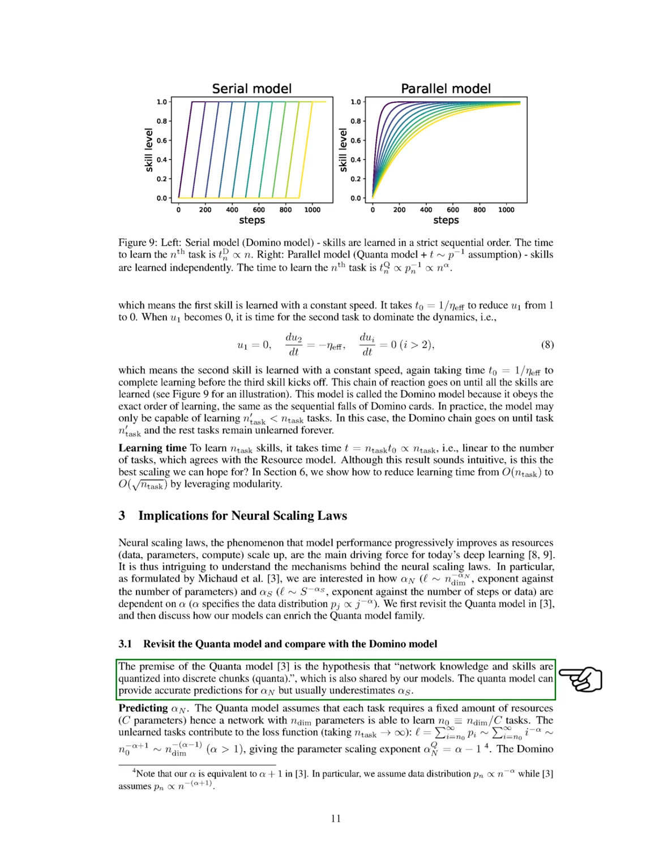According to the quanta model, each task requires a fixed number of parameters, allowing us to determine how many tasks a network can learn based on its parameters. The loss function, when considering unlearned tasks, leads us to find that alpha_n equals alpha-1. The domino model shares a similar premise, predicting the same relationship for alpha_n.